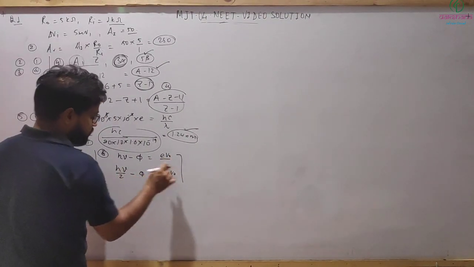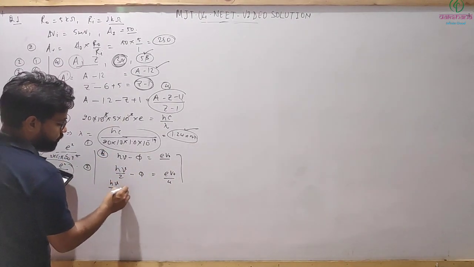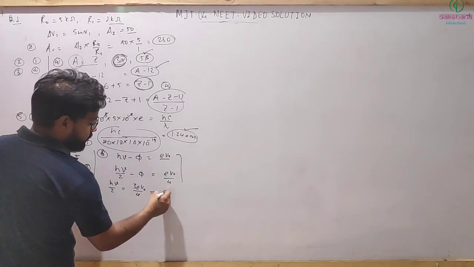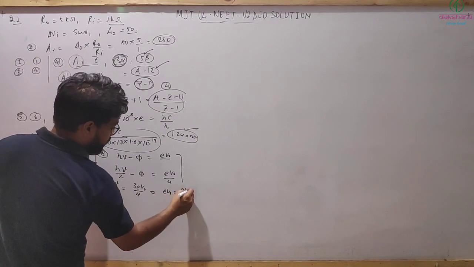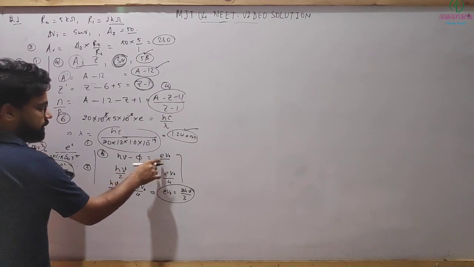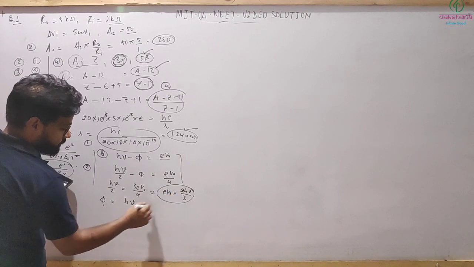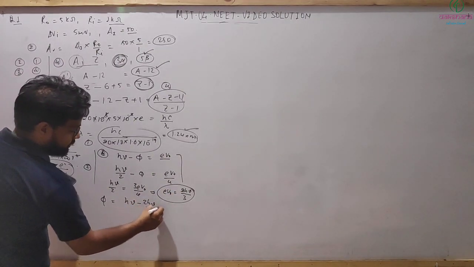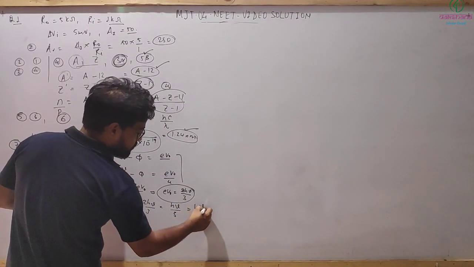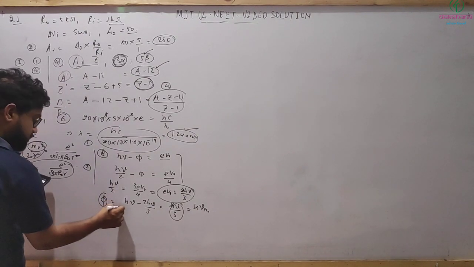Subtracting these two, we actually get h nu by 2 is equal to 3 e V0 by 4. This implies e V0 is equal to 2 h nu by 3. Substituting here, phi is equal to h nu minus 2 h nu by 3, that is h nu by 3. So h nu threshold is coming out to be h nu by 3. That's matching with option number 2.